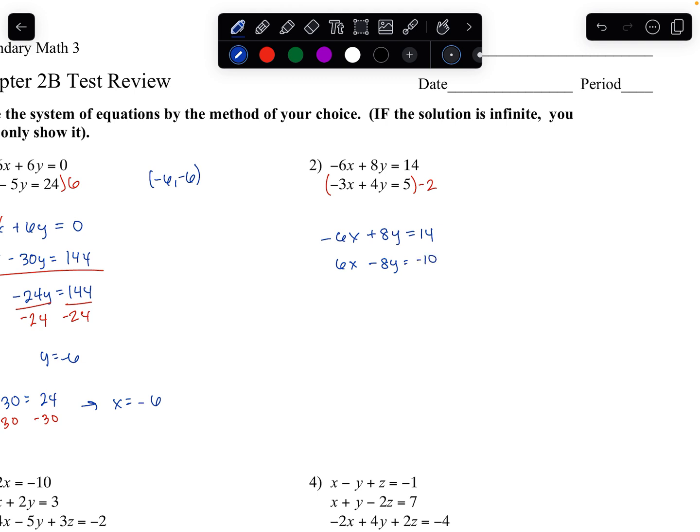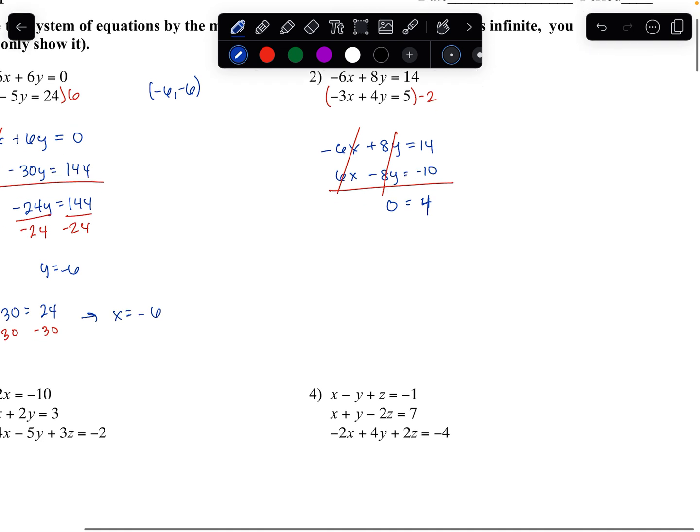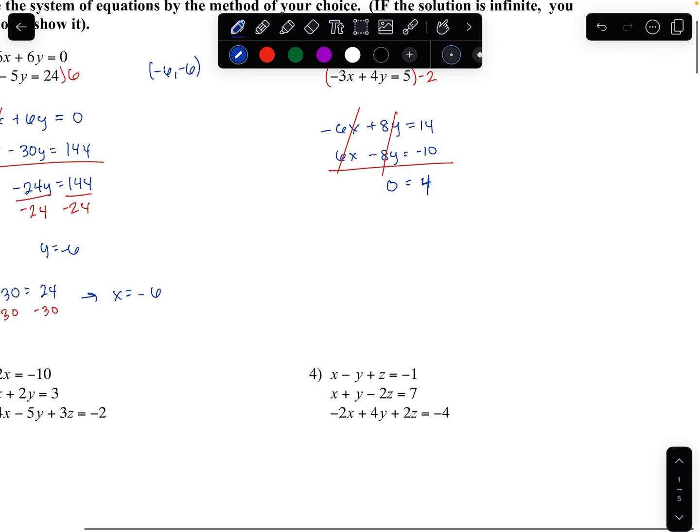10. And we're going to add them together. Now those are going to cancel, and those are going to cancel, becoming 0. And then the right side of the equation is going to become 4. And 0 does not equal 4. This is a false statement, and this means that there is no solution.